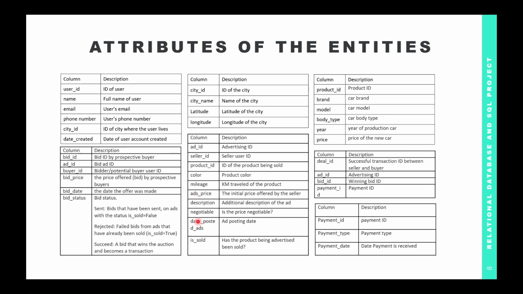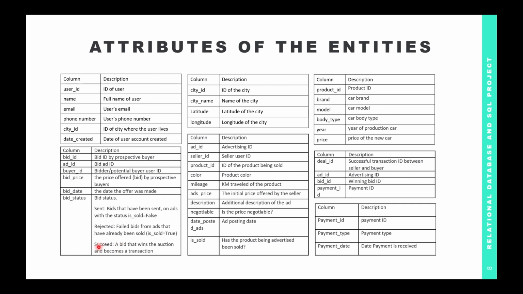And then we have the bids table. In the bids table, we have the attributes bid ID, ad ID, buyer ID, bid price, bid date, and bid status. What is bid status? Bid status can have three values: sent, rejected, and succeed. Sent means the bid has been sent. It's supposed to be on ads whose status is not sold yet, or is sold is false. And then for the product that has been sold, we have the rejected bid status and the succeed bid status.